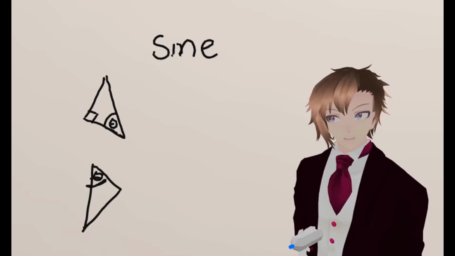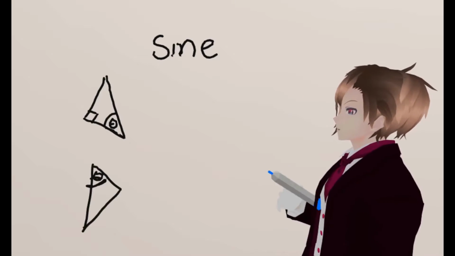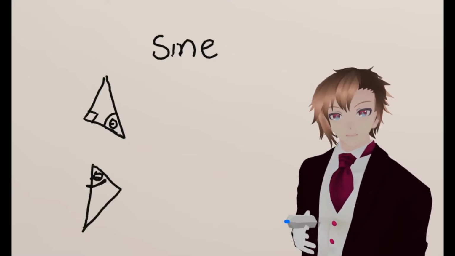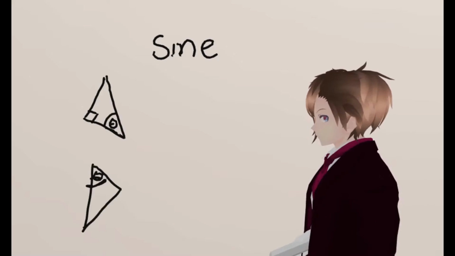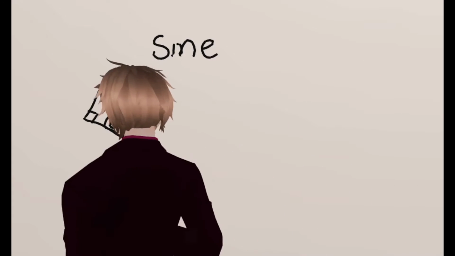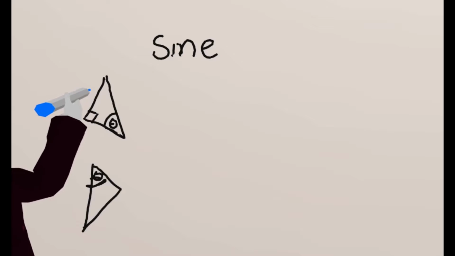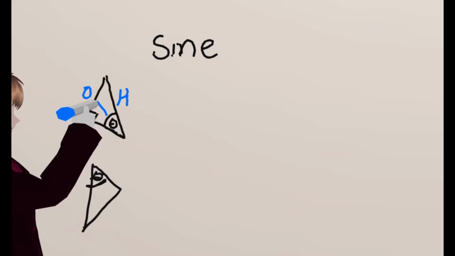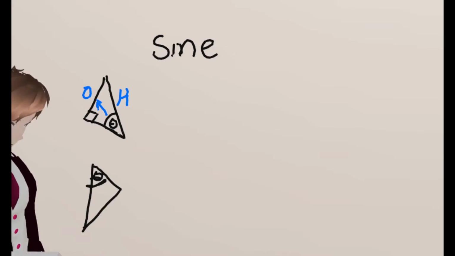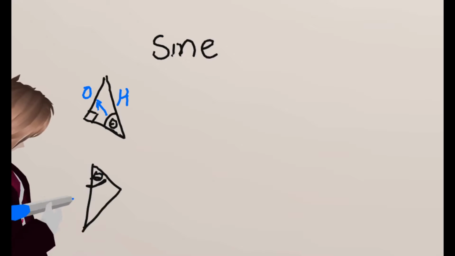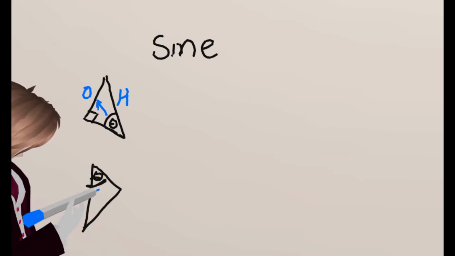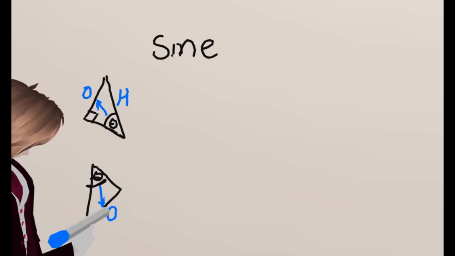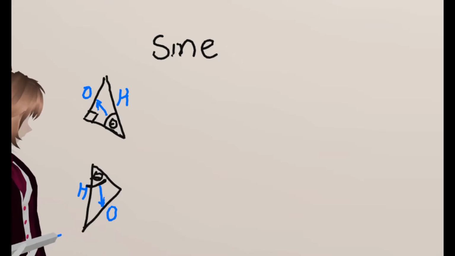Our first way of comparing two sides is called sine. Sine compares the opposite and the hypotenuse. The sine is going to be comparing the opposite side and the hypotenuse, because the opposite is always opposite the angle. And here I have another triangle that's upside down, and the side that's opposite our angle is this one down here. So this would be our opposite, and this would be our hypotenuse.